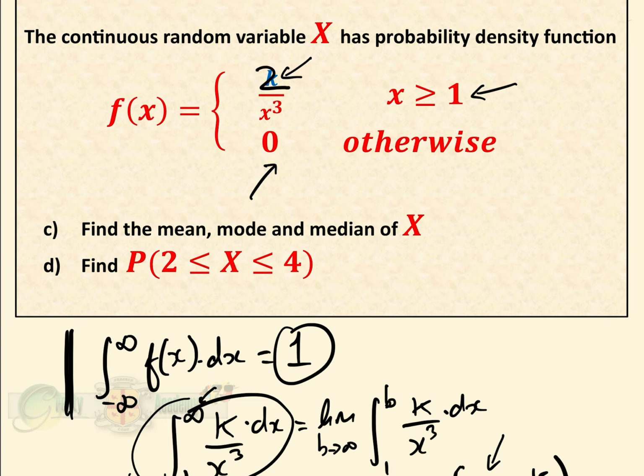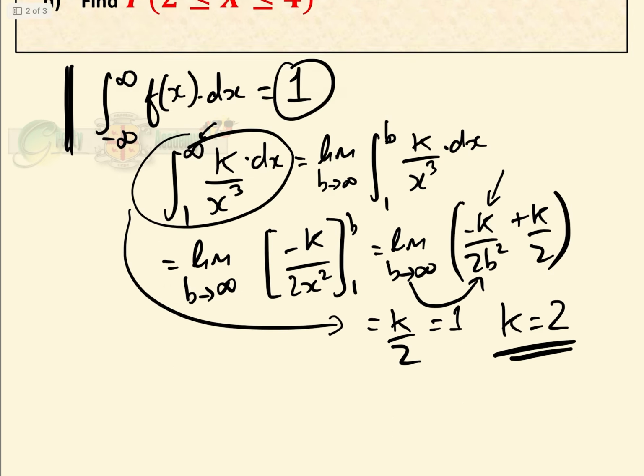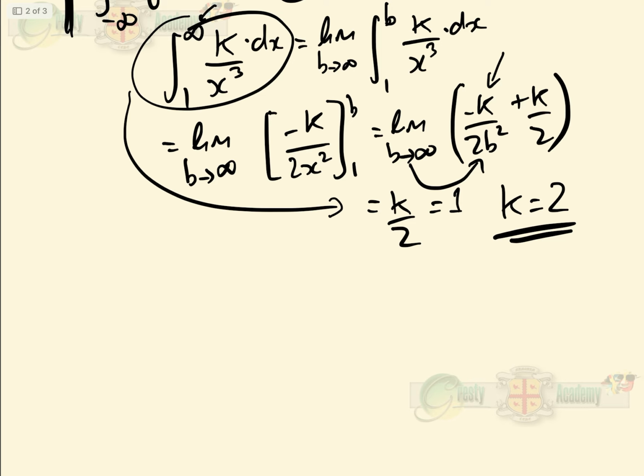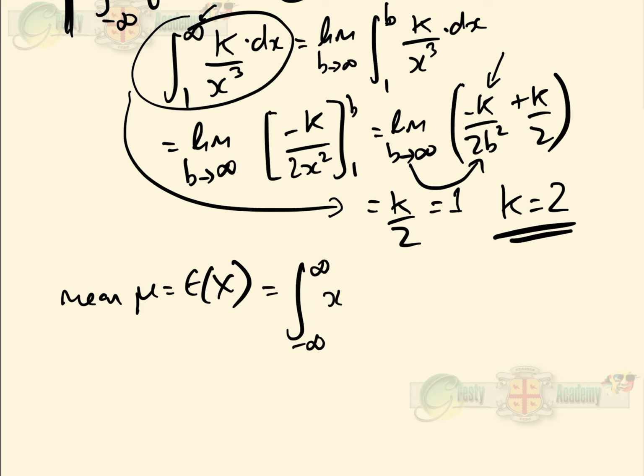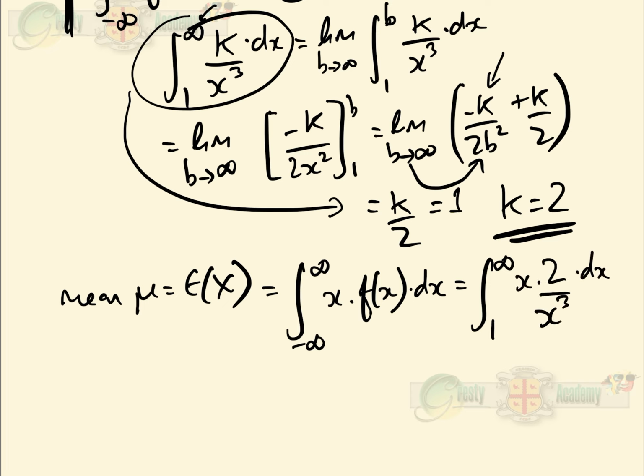The second thing now is we can go on and find the mean, the mode, and the median. So let's give ourselves a bit of space here. The mean, which is mu, which is also the expected value of x, is equal to the integral between minus infinity and infinity of x times f of x dx, which is equal to the integral between 1 and infinity of x times 2 over x cubed, because we've now established that k is equal to 2.